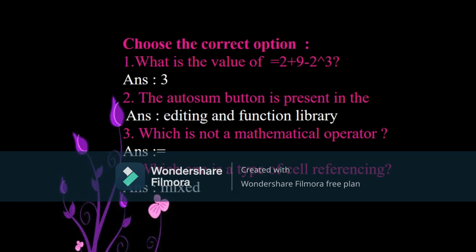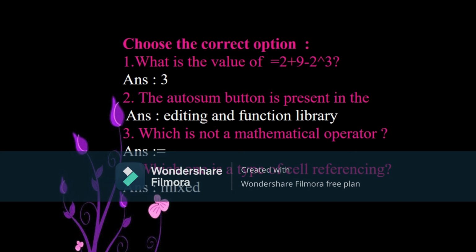What is the value of equal to plus 9 minus 2 exponent 3? Do you know 2 exponent 3 means 2 into 2 into 2. After calculating this sum, what is the answer? Yes, 3.